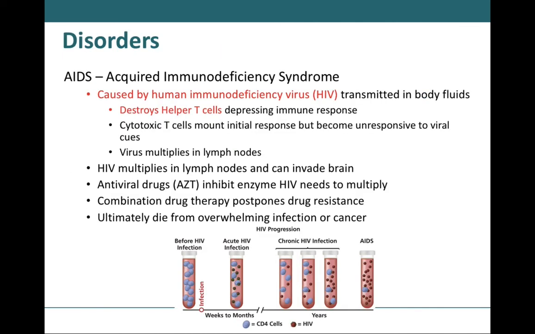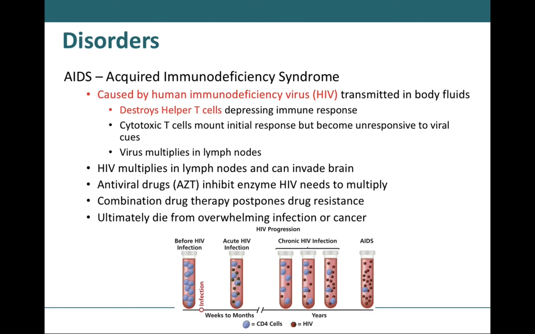To finish up the immune system, we have a few disorders that are related to the immune system that we're going to discuss. The first of which is AIDS, which stands for Acquired Immunodeficiency Syndrome. AIDS is a condition in which people experience lots of different infections due to the progressive destruction of the cells of our immune system. This condition is caused by the human immunodeficiency virus, or HIV.